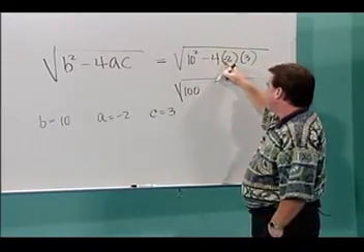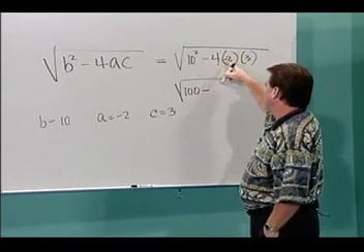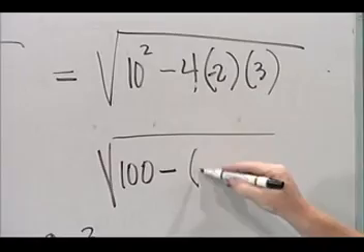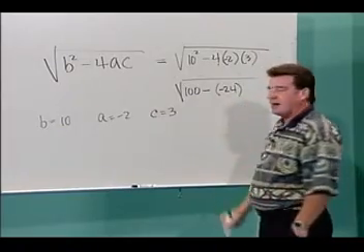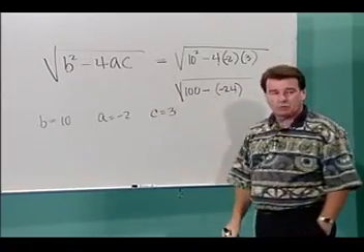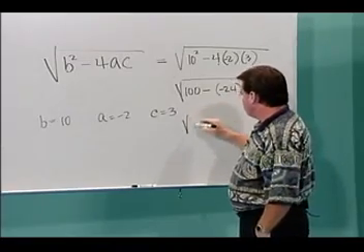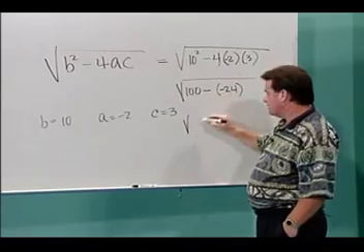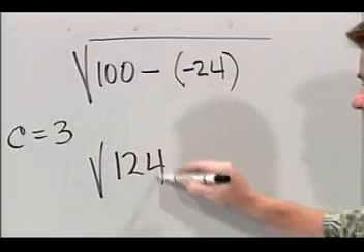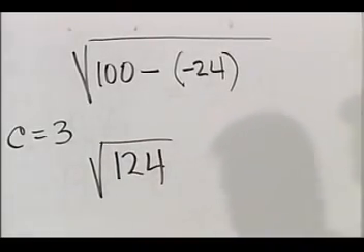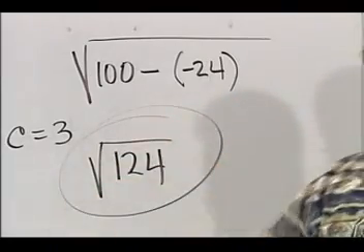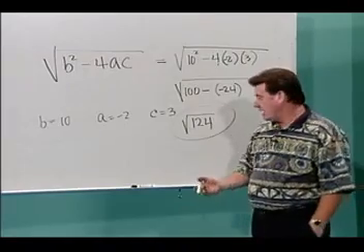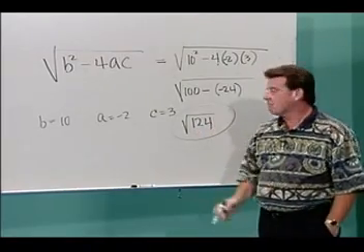Now, what I have here is minus 4 times negative 2 is negative 8, times 3 is negative 24. So I have 100 minus a negative 24. When I subtract, what do I do? I change my sign and add, so that's positive 124. What I have right here is a radical, the square root of 124, and what we need to do now is simplify that radical.